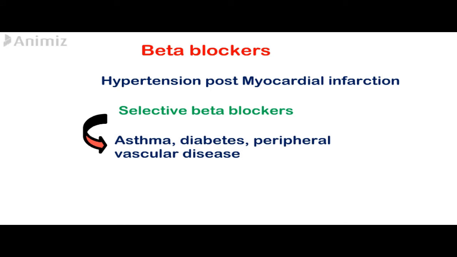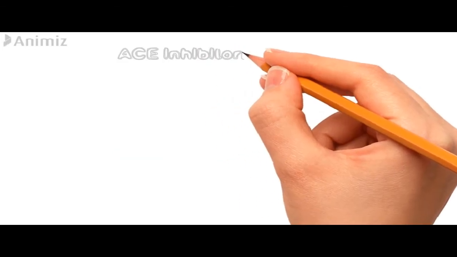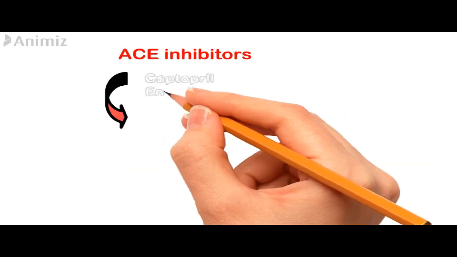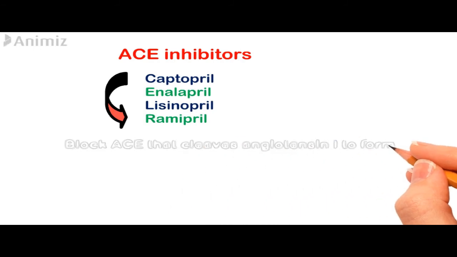Selective beta 1 blockers may be advantageous in hypertensive patients who suffer from asthma, diabetes, and peripheral vascular diseases, because they will not block the beta 2 receptors, which are mainly found in the kidney and bronchial smooth muscles. Another important group of antihypertensive drugs are the angiotensin converting enzyme inhibitors.